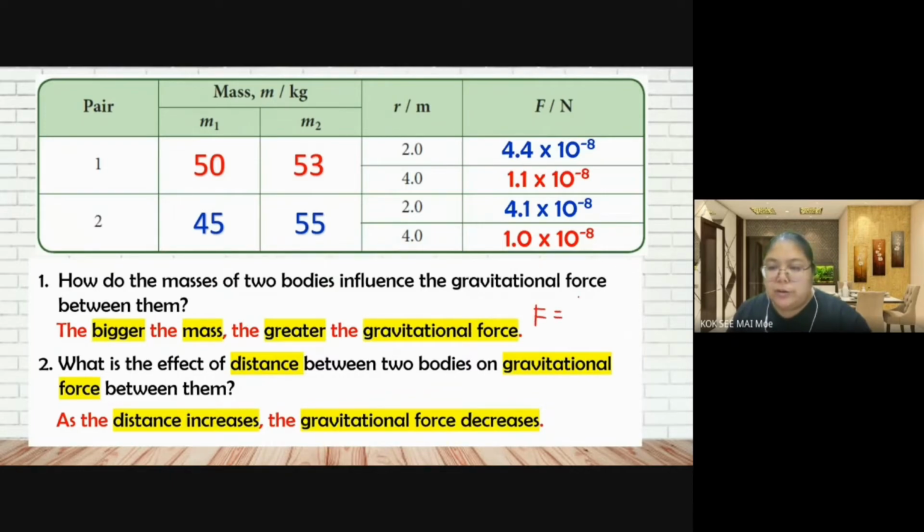So I can show the formula already: F = G m1 m2 over R squared. So you can see the force and R are inversely proportional. After that, the force and the mass are directly proportional. Force and mass directly, force and R inversely. So these are the two factors that affect the gravitational force. G, no, G is always constant. Okay, so I go to change the slide.